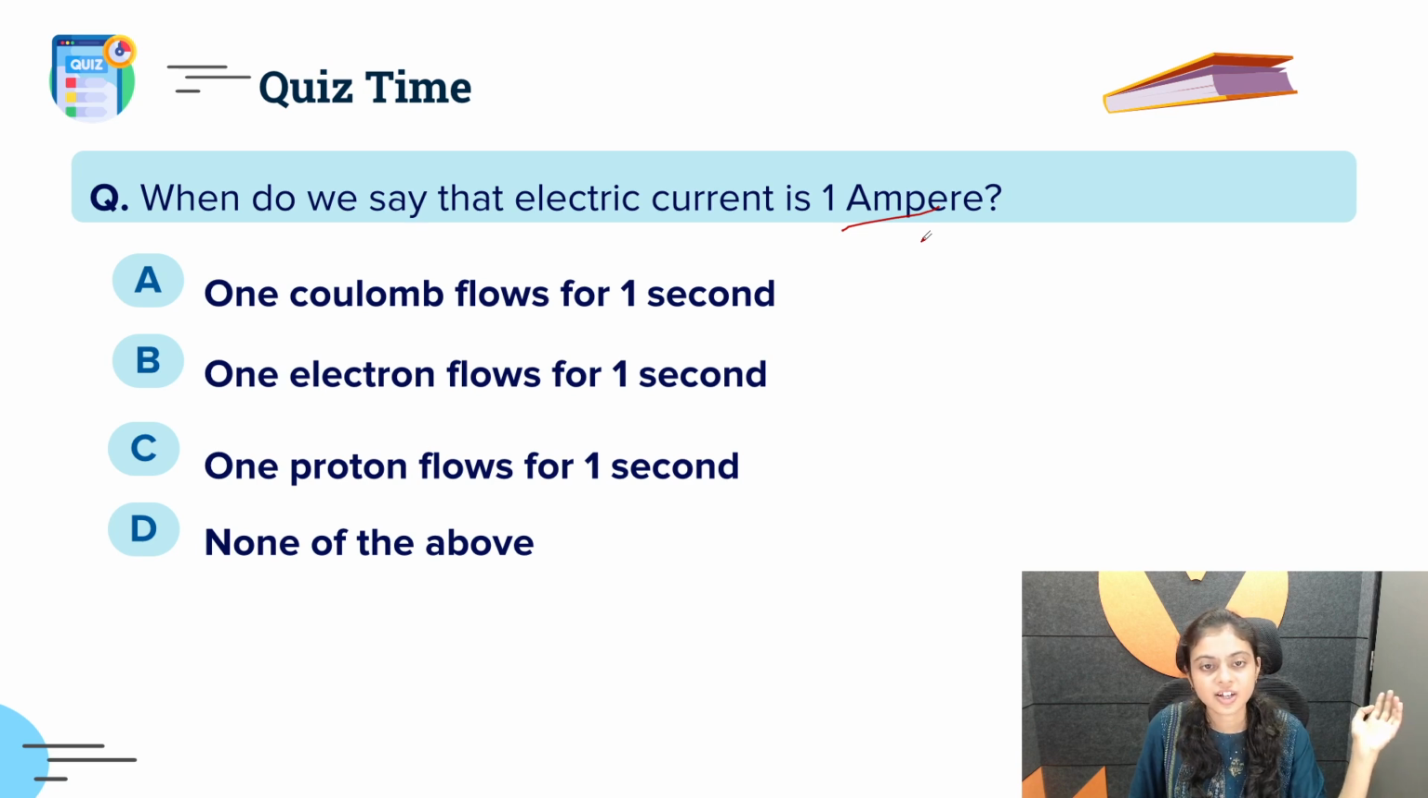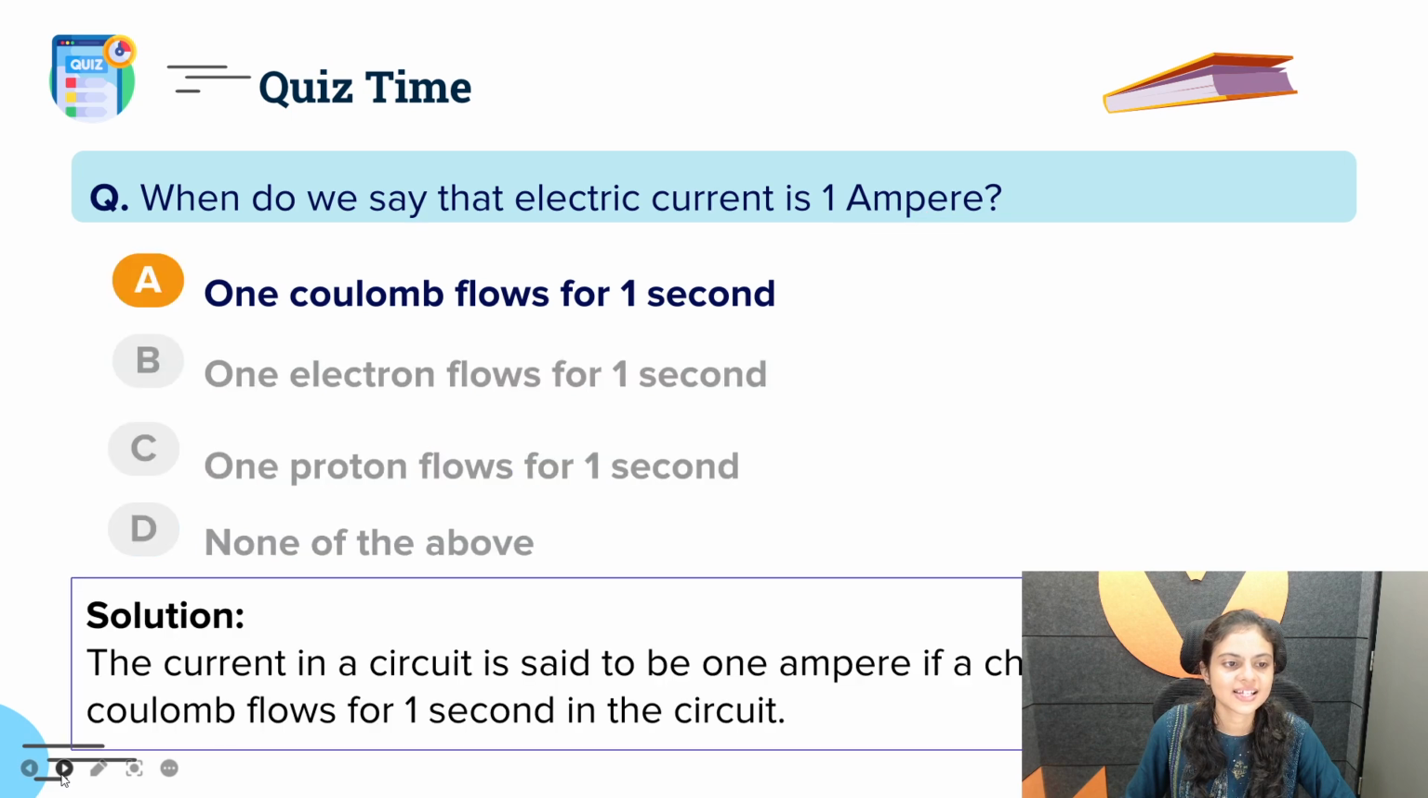When do we say that electric current is 1 ampere? You must answer all these questions. I have explained, so you must give the answer. I am waiting. Is it 1 coulomb flows for 1 second, or 1 electron flows for 1 second, or 1 proton flows for 1 second, or none of these above? Which is the answer? Okay, let's check the answer. It's 1 coulomb flows for 1 second. Yes, because we have the definition of current only.